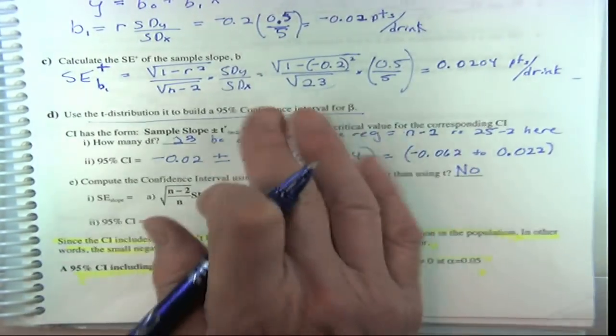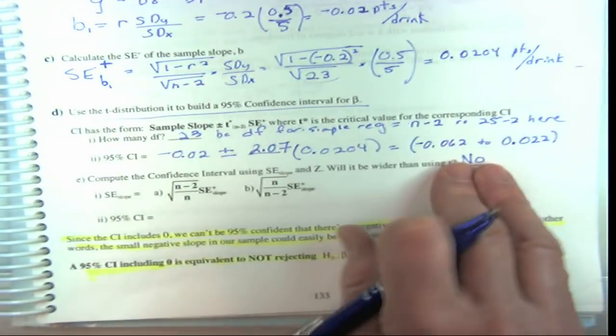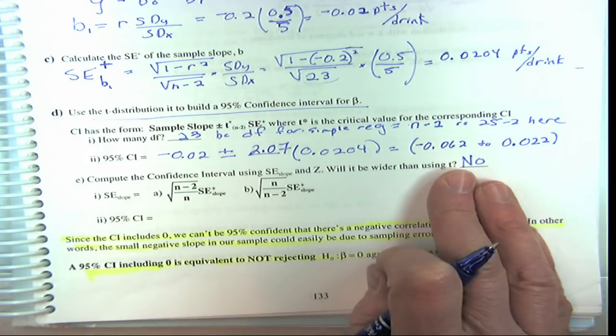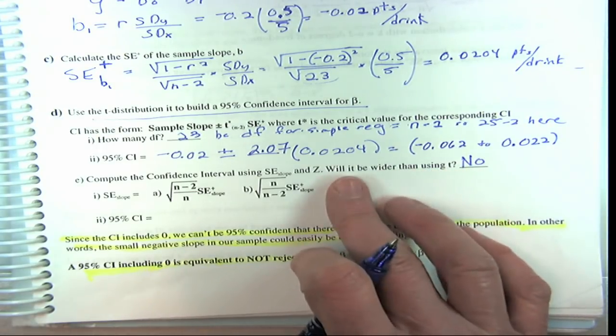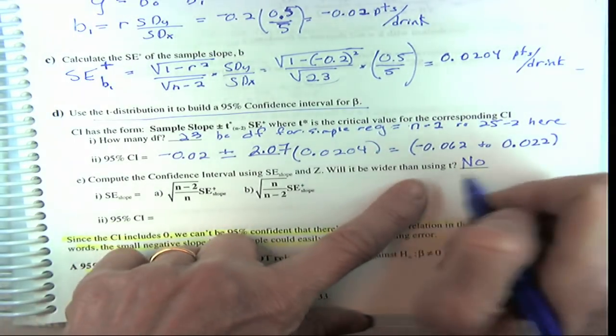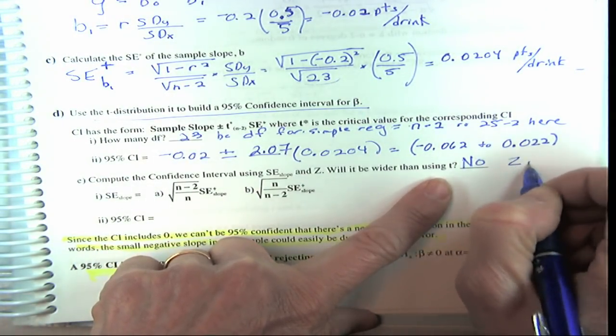So now they're going to be wider using the T. Yeah, it will be wider than using the T. Z is narrower, remember.